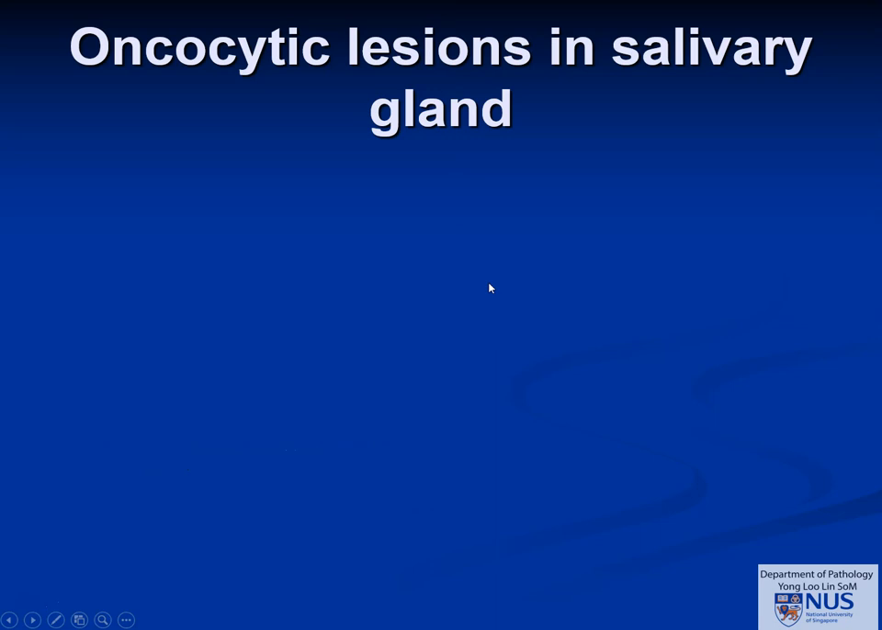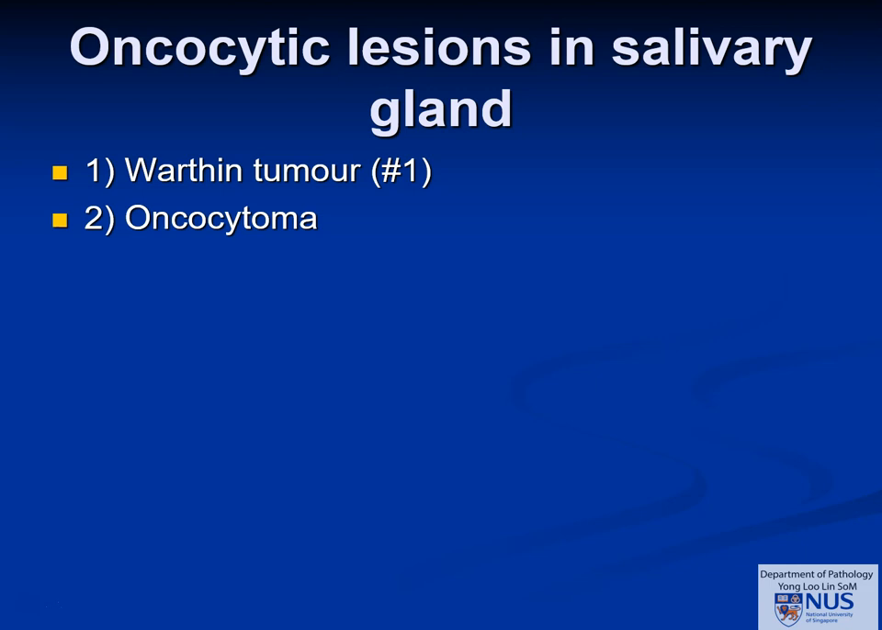In terms of oncocytic lesions in the salivary gland, it's important to know the range of differentials, and the commonest would be Warthin tumor, oncocytoma versus oncocytosis. Both of these entities are benign. Rarely, you can also have oncocytic carcinomas.